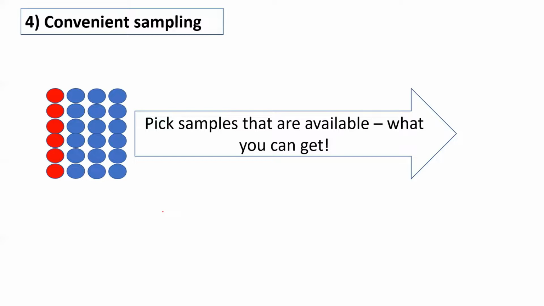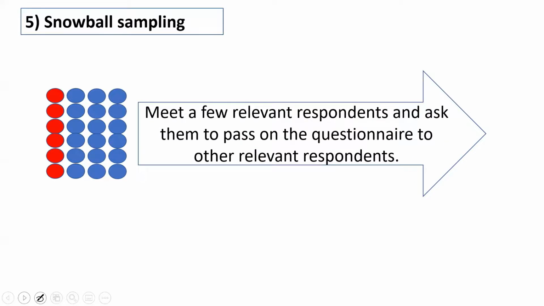The same with fish. When you go to the ocean, you want to conduct an experiment on fish. You don't have the luxury to do random sampling. Okay, so you just pick any fish that you see and include in your experiment. So that's what we call convenient sample. So pick samples that are available, what you can get. Okay. So now this is different from purposeful sampling. Okay. So let's look at purposeful sampling.